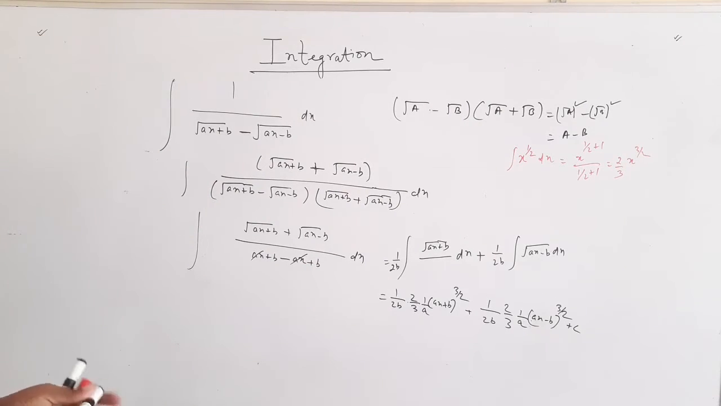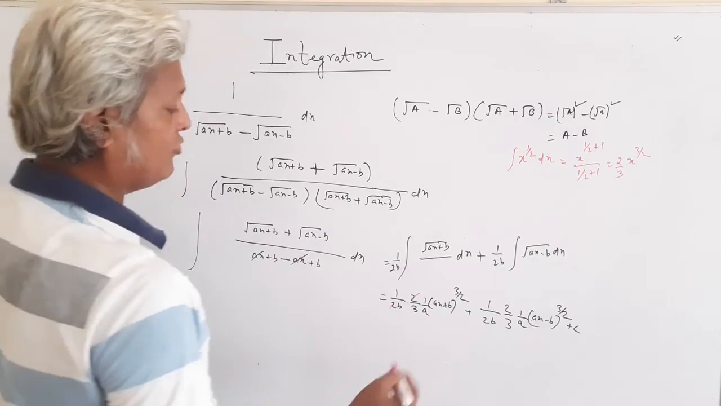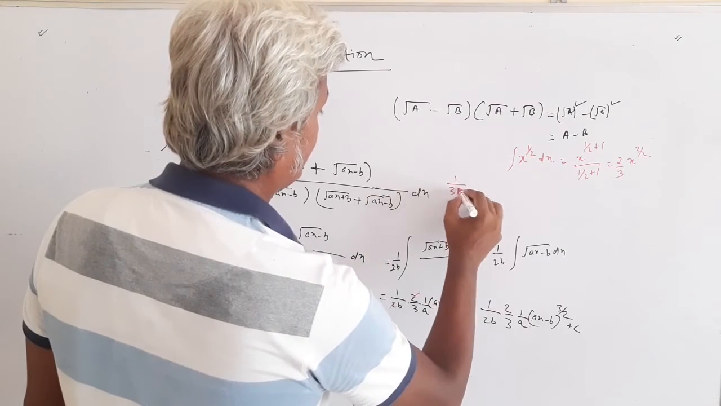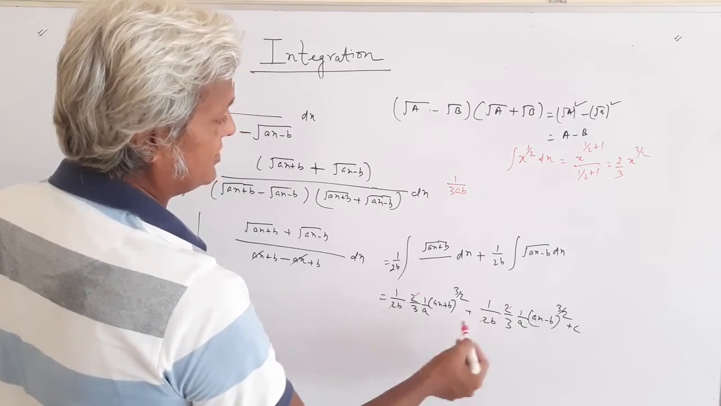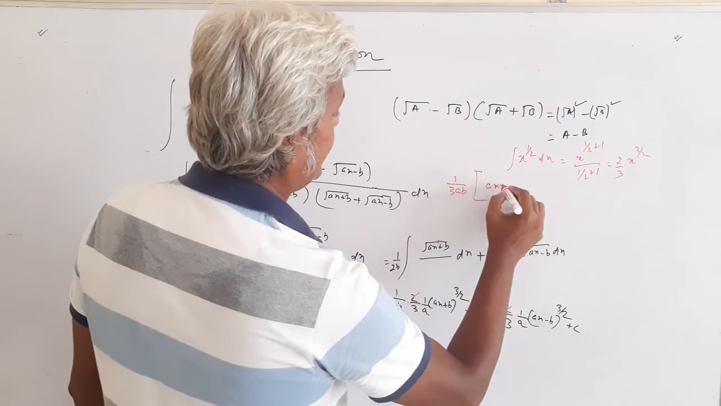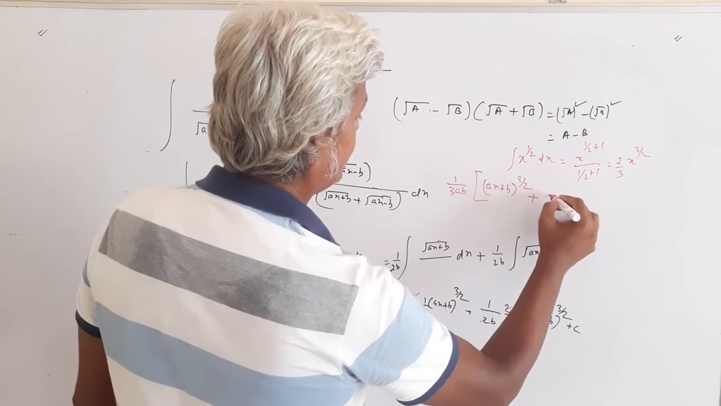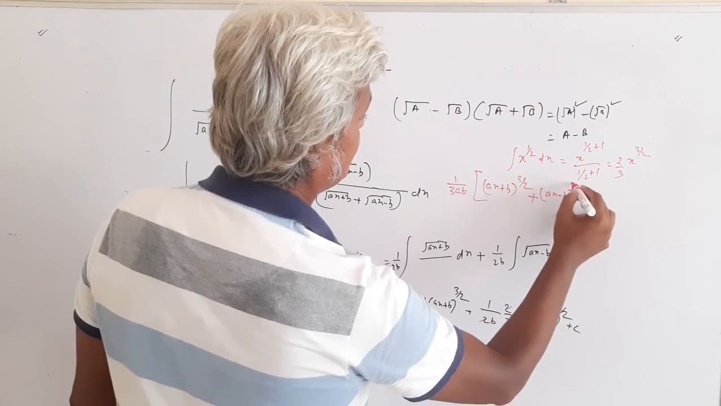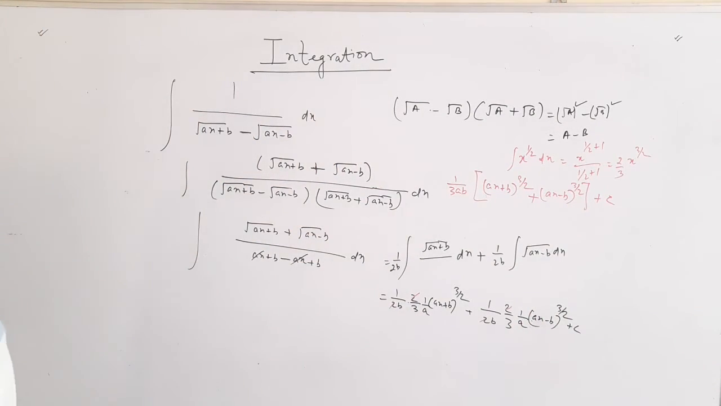So first let me refresh it with the red color. The final answer will be 2 and 2, this cancels, so 1 over 3ab, 1 over 3ab, and here also you have the same constant terms, 1 over 3ab, so I can take this as common. Then you can write ax plus b to the power 3 by 2 plus ax minus b to the power 3 by 2 plus c, as constant of integration, and this is your answer. So I hope you understood this well.